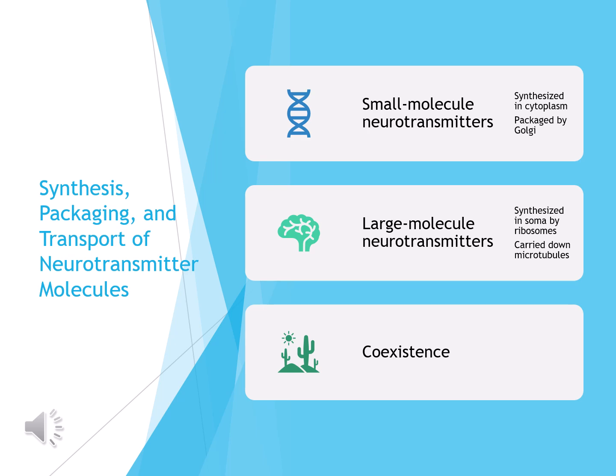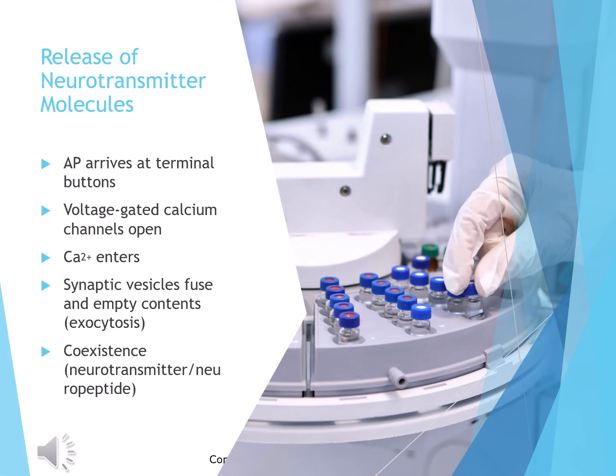The arrival of an AP, or action potential, at a terminal button opens voltage-gated calcium channels in the button membrane, and then the Ca2+ ions enter the button. The entry of the Ca2+ ions causes the synaptic vesicles to fuse with the presynaptic membrane and empty their contents into the synaptic cleft, which is a process that we call exocytosis.